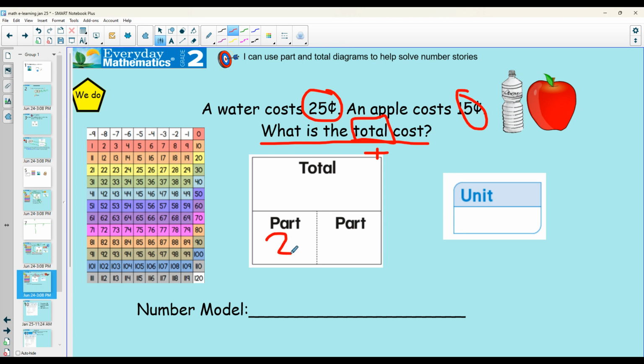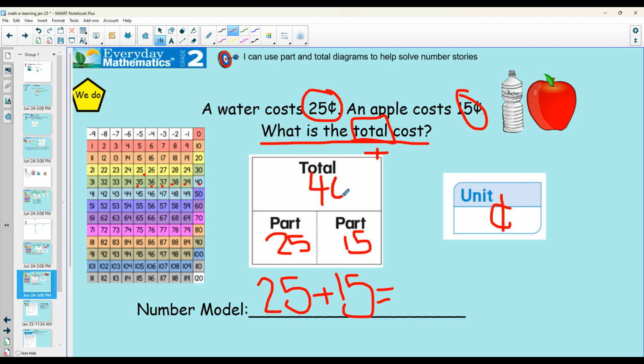Okay. Part 1, 25. Part 2, 15. Total. Don't know yet. Unit: cents. Number model: 25 plus 15 equals something. I'm going to use my number grid. 25. I'm going to break 15 into a 10 and a 5, just like I learned from Wyatt. 10, 11, 12, 13, 14, 15. Oh! 40 cents. I actually stole my answer from Aster because she beat me to it. 40 cents.